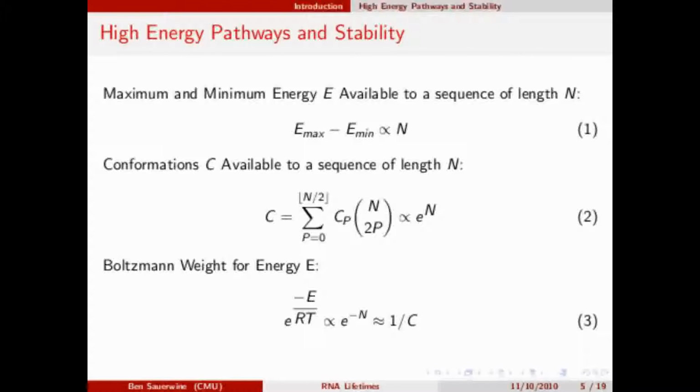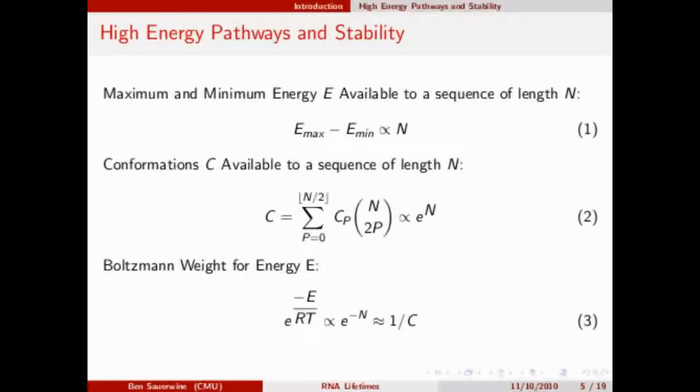However, the number of conformations available to that sequence is related to the product of Catalan numbers, which is the topologies available by virtue of your nucleotide pairings, times the number of ways to distribute the unpaired nucleotides, which is the combination you see there. And this is growing exponentially in the length of the sequence n.